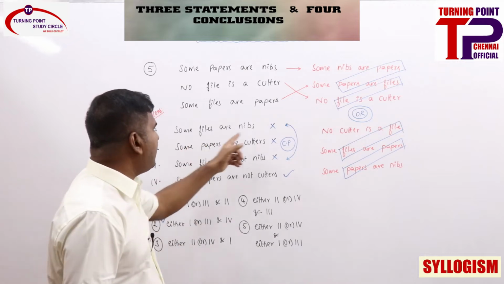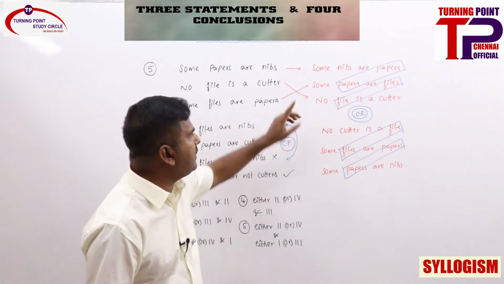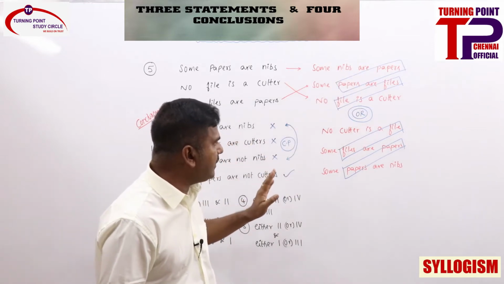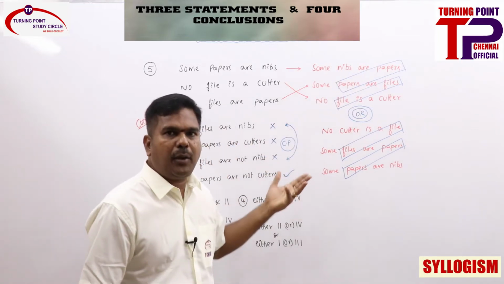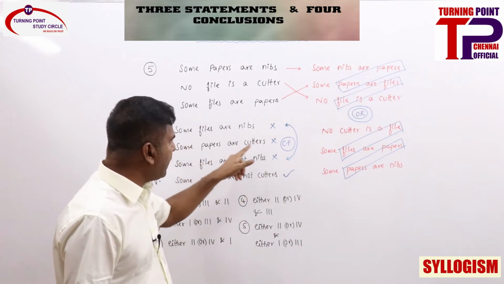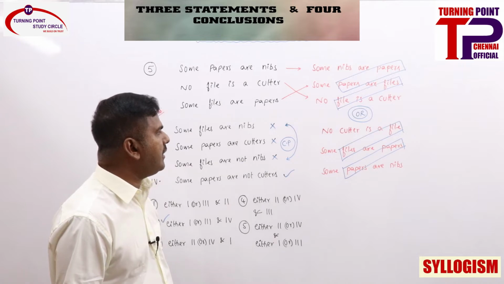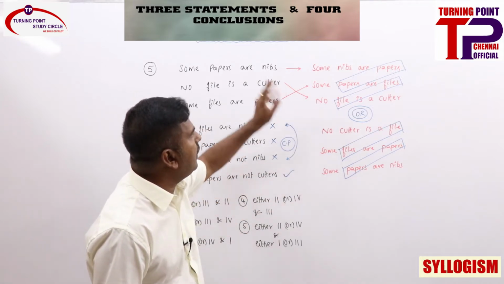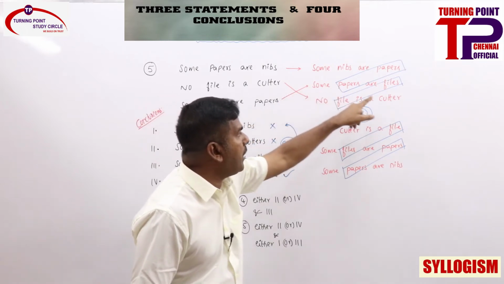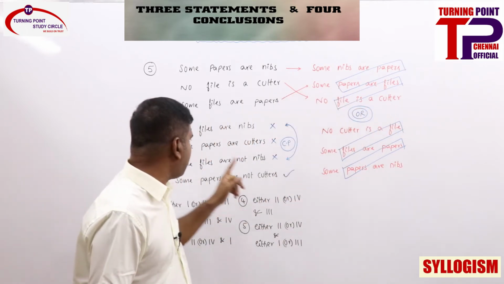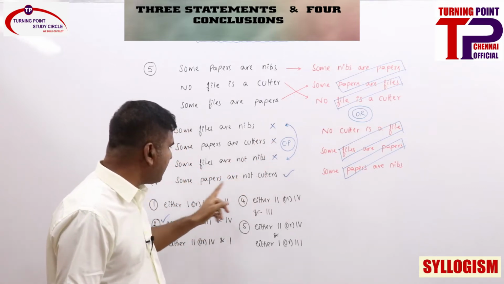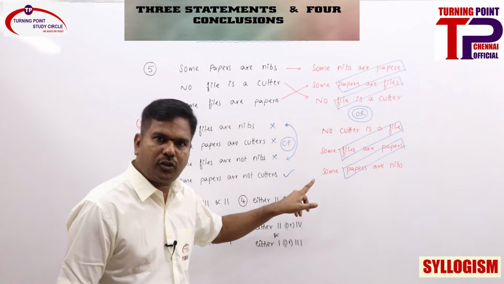Now come to the conclusions. First one, some files are nibs. Where are files and where are nibs? Statements 2 and 3. I plus I gives no conclusion, ruled out. Second one, some papers are cutters. Where are papers and where are cutters? Here 1 and 2 have papers, and here 2 and 3. If you take 2 and 3, some papers are not cutters is the right answer, but some papers are cutters is ruled out. Check whether some papers are not cutters is there. Yes. Go ahead with the fourth conclusion.